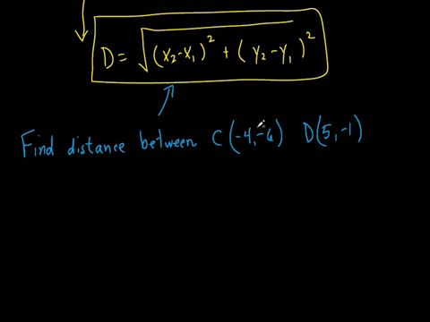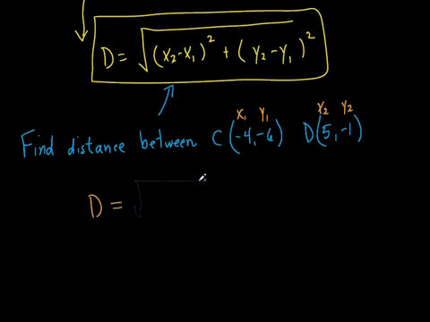Here's the 2 points, -4, -6, and 5, -1. We'll call this our x1 and our y1. This would be our x2 and our y2. Remember, the first part of this ordered pair would be the x, and the second part would be the y. Same thing here. This would be the x, and this would be the y. So now we're trying to find the distance. It's really not that bad.